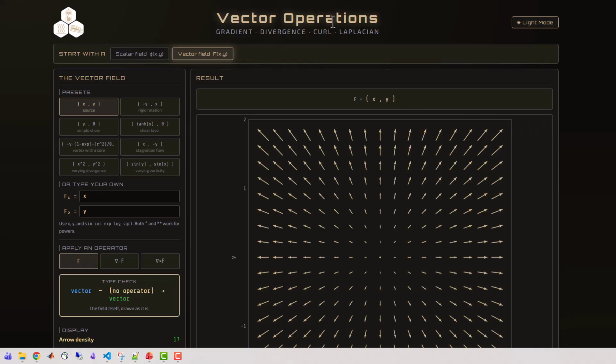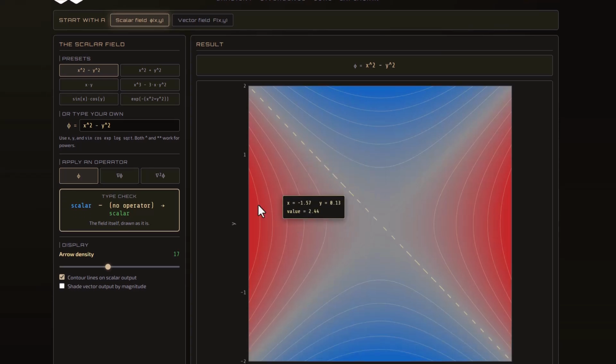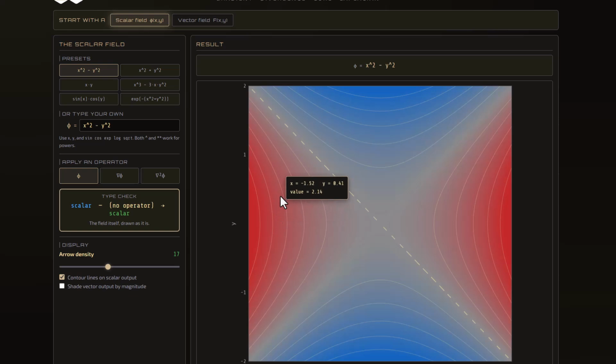Okay, I've got the vector operations tool open. I've zoomed in. I'm in dark mode, so hopefully it's easy to see. And what I'm going to start with is a scalar field, of course. Since we're talking about the gradient, we feed the del operator a scalar field. So let's use this function here, x squared minus y squared.